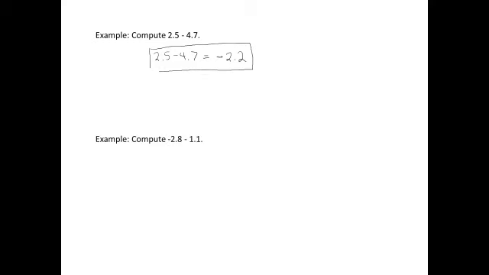Example, compute negative 2.8 minus 1.1. Negative number, and then we subtract, that's to the left and to the left again, so it will be even further to the left. This will be negative 3.9.